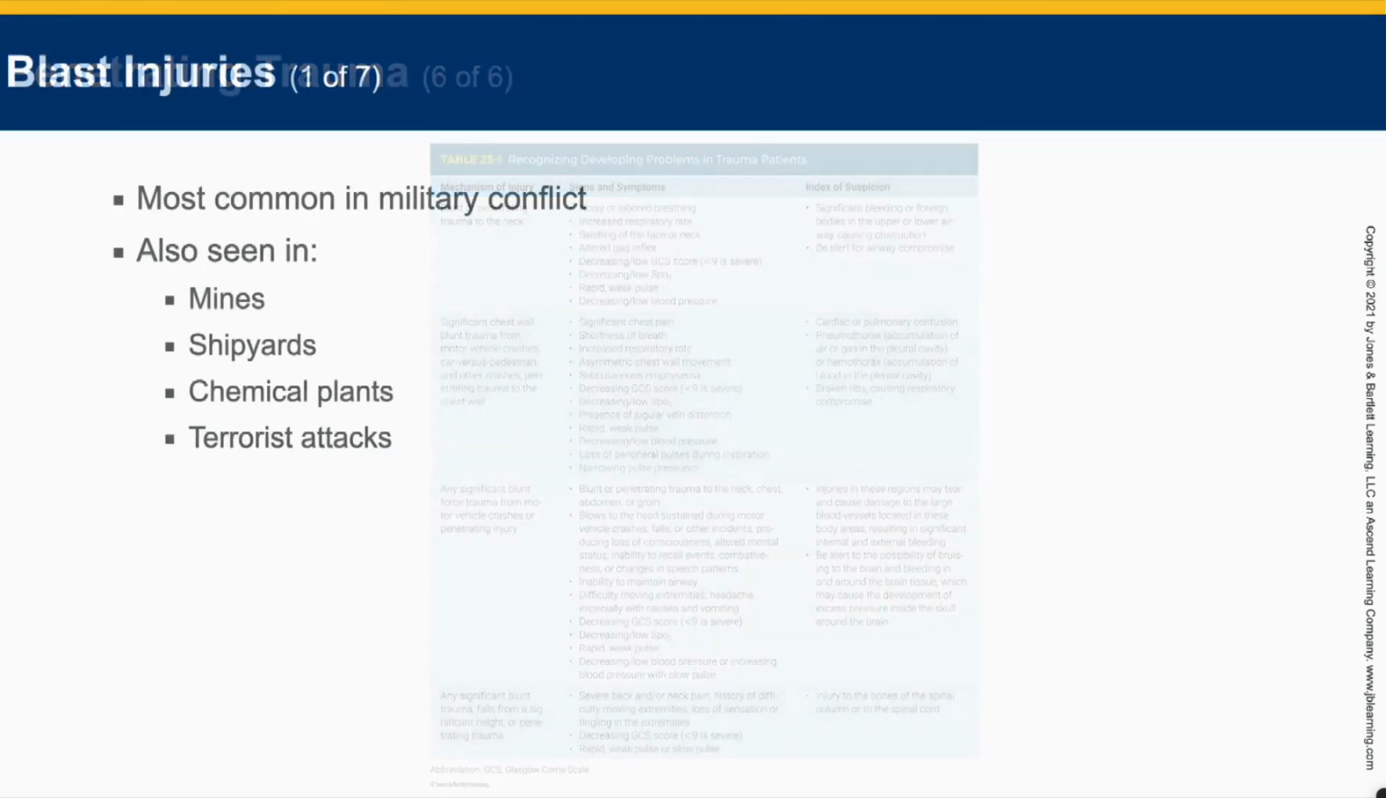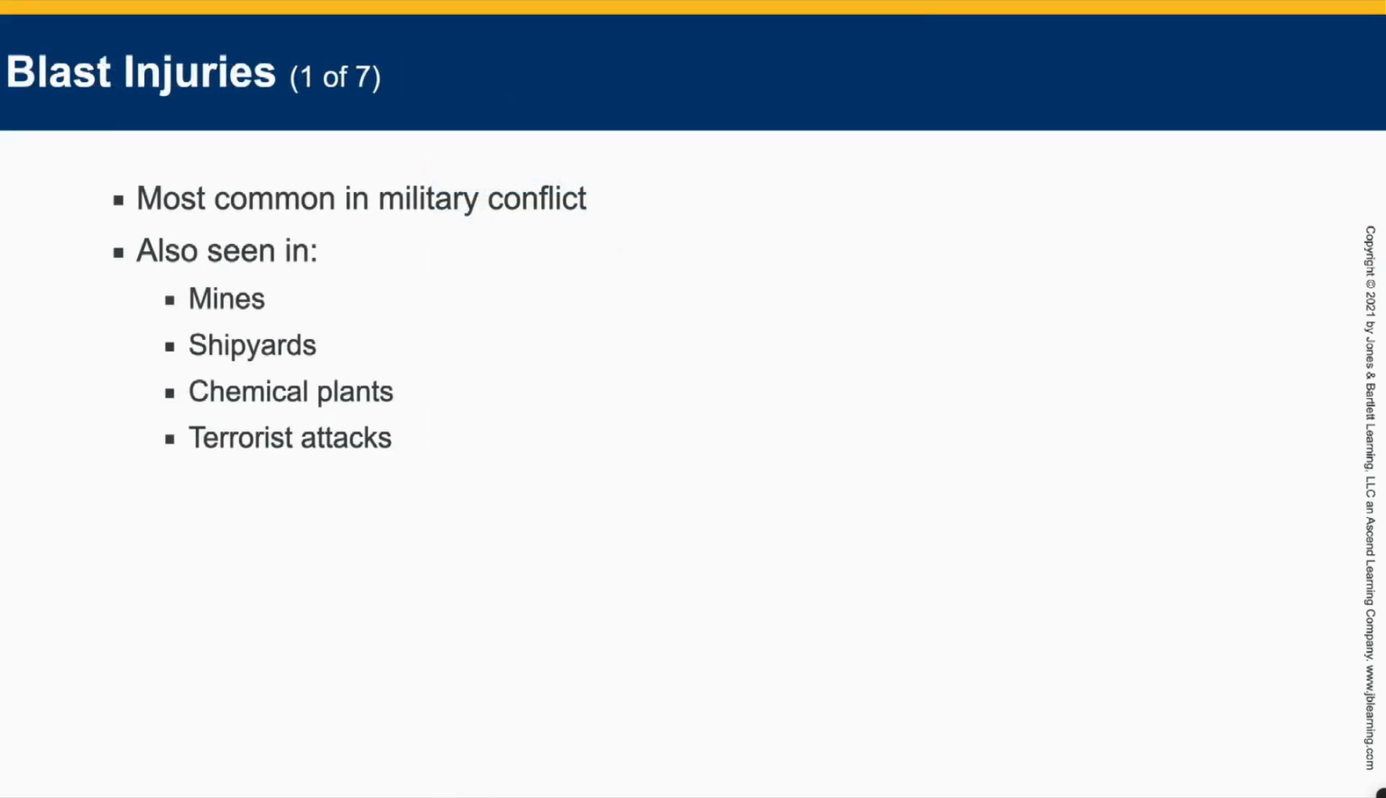Now we're moving into blast injuries, which are a little different than everything we've talked about so far. These are most commonly seen in military conflict, but they're definitely not limited to just that. You can also see blast injuries in civilian settings like mines, shipyards, chemical plants, and unfortunately terrorist attacks. So while they may feel less common, they're absolutely something you need to be prepared to recognize, because when they do happen, it often involves multiple patients and complex injury patterns.